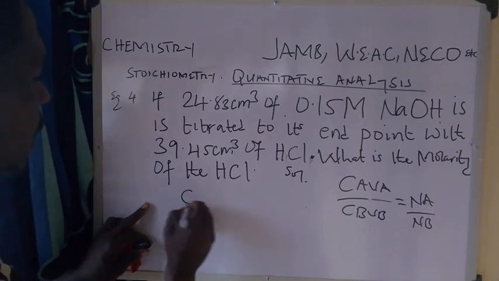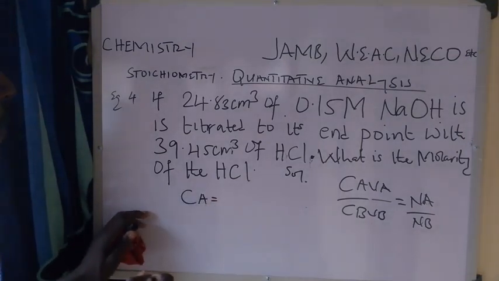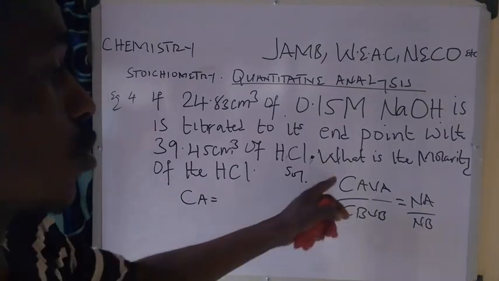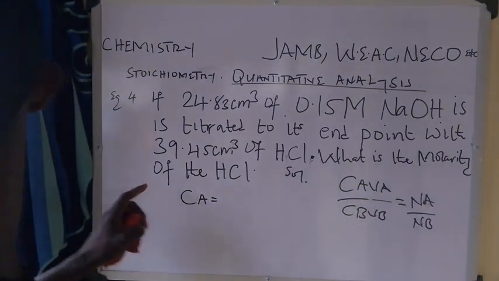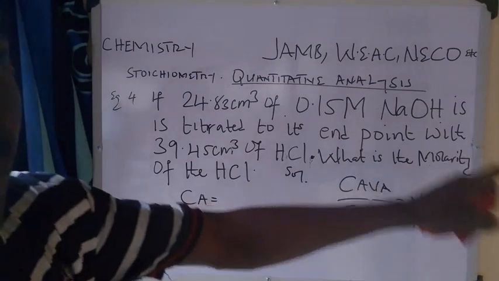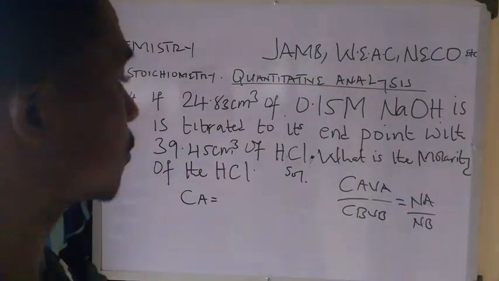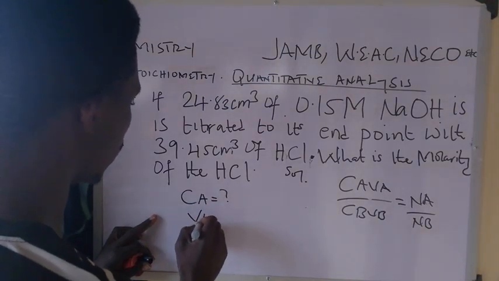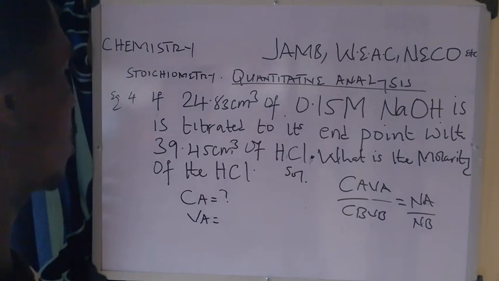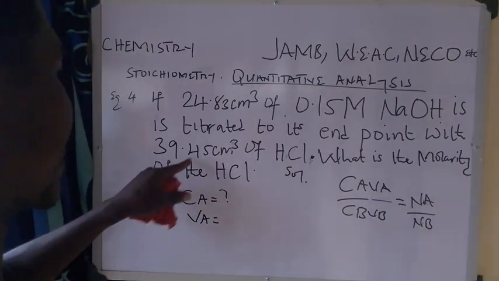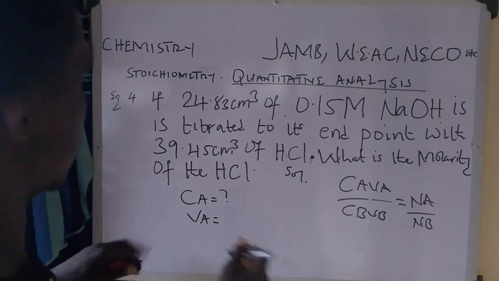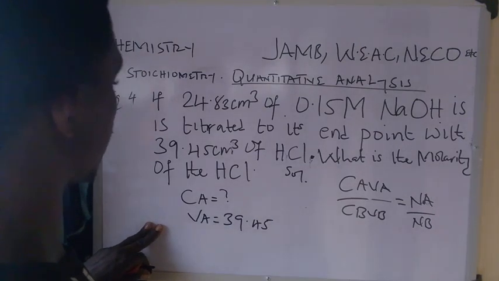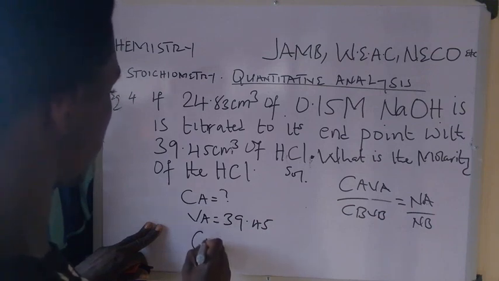So I have my Ca here. What is Ca? That is the concentration of the acid. That's what they ask us to calculate. They say, what is the molarity of the acid? The molarity of the acid is the concentration of the acid in mole per dm cube. So we are asked to calculate this. So can we see what is the volume of the acid? The volume of the acid now is 39.45. Then what is Cb?